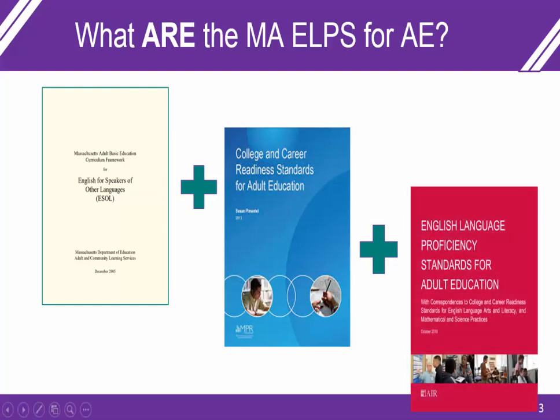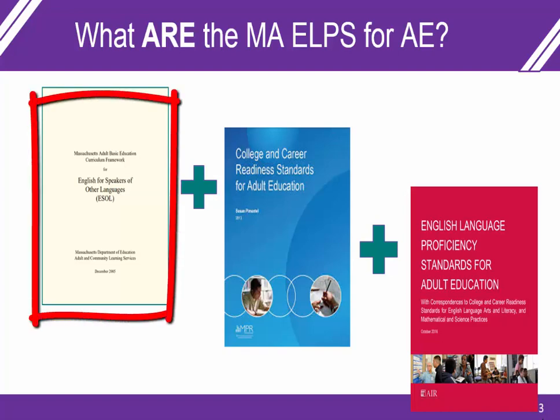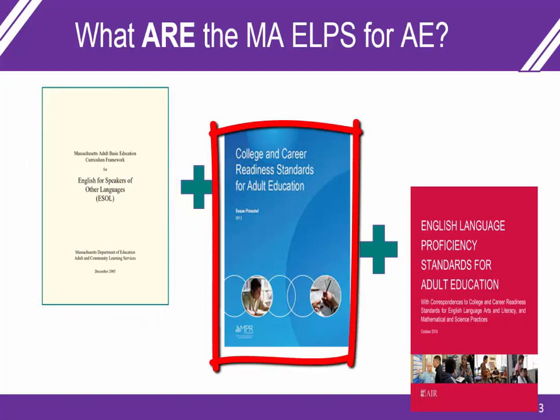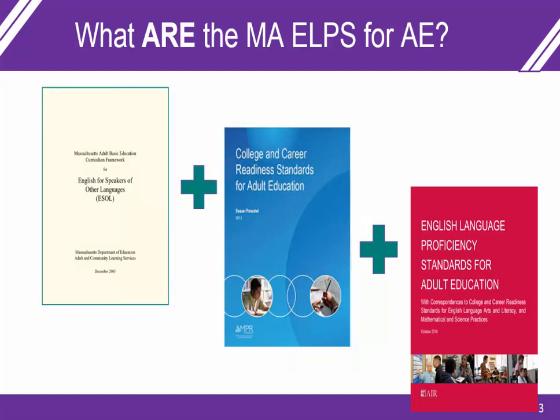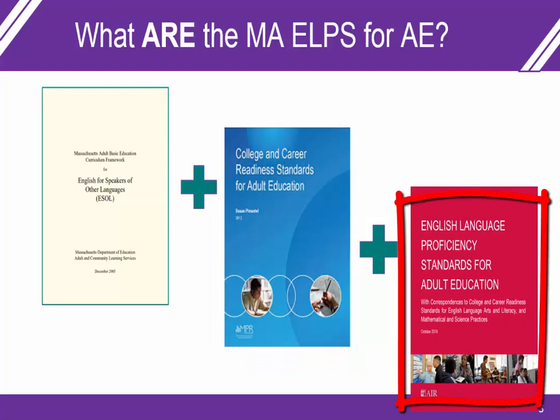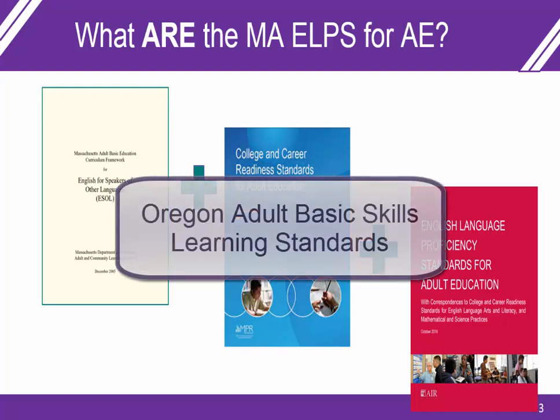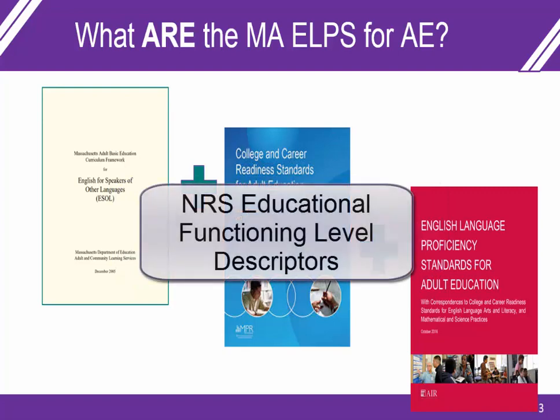The Massachusetts ELPs for adult ed are essentially a combination of these three documents: the Massachusetts ABE Curriculum Framework for ESOL, the College and Career Readiness Standards for Adult Education, and the National English Language Proficiency Standards. In addition to these foundational documents, the Massachusetts ELPs were also informed by the Oregon Adult Basic Skills Learning Standards and the Educational Functioning Level descriptors from the National Reporting System.